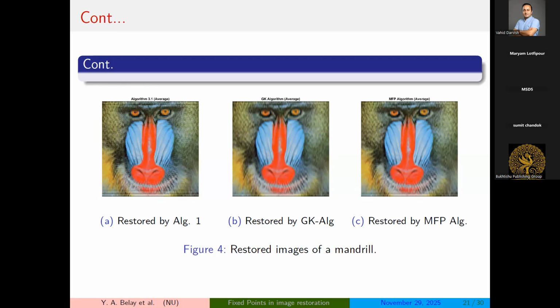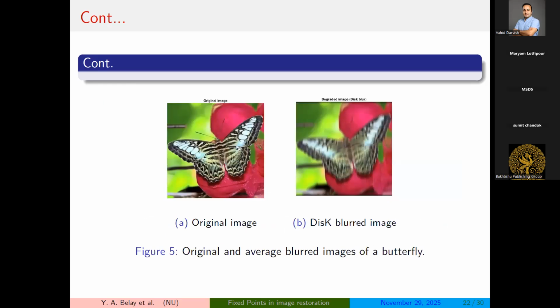The next one is the image restored by the GK algorithm, for the Georgiou actually. And the last one, C, is the image restored by the MFP algorithm. So I think you can observe the difference. For me, it is clear. Maybe I'm not sure whether you can identify the difference. The first image is to some extent more clear than the image restored by GK and MFP. So in this case, our method is better than the existing results in the literature.